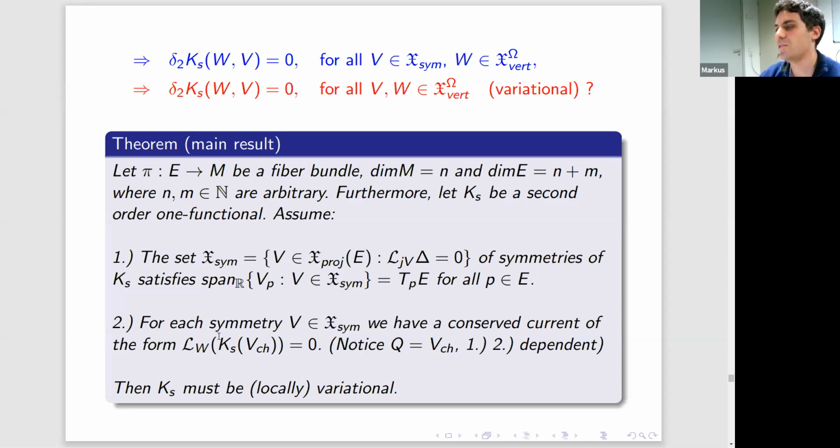And then the second assumption is the conservation law or current conservation assumption, so that the symmetry vector field at the same time must be a generator of a conservation law. And if you have these two assumptions, then K must be locally variational. So this is the statement. I don't know if there are any more questions about this now. It looks a little bit technical, but I think so far I didn't tell too many new things.